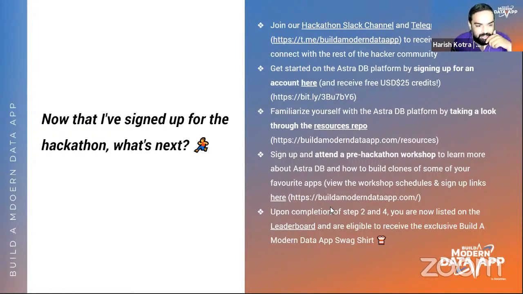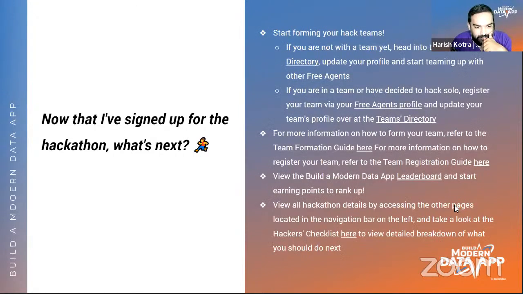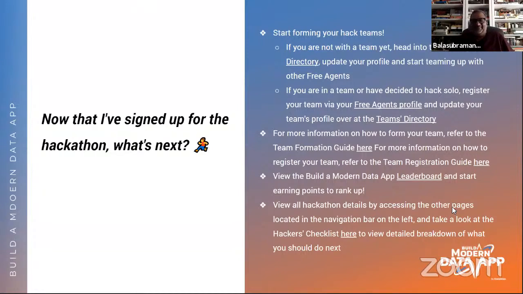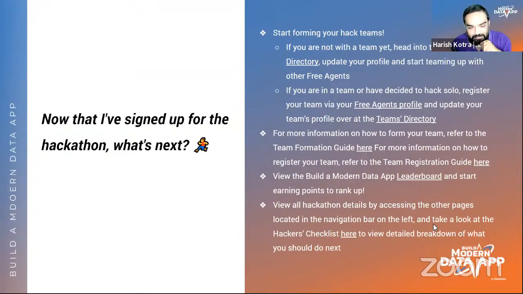That is only for the participants. And upon completion of steps 2 and 4, which is obviously signing up for the Slack channel for the hackathon and Astra DB, you will make it to the leaderboard. And the top 75 on the leaderboard get a chance to get exclusive swag, which is not available for everybody or the organizers. We don't get swag, guys, so make sure you make the best use of it.